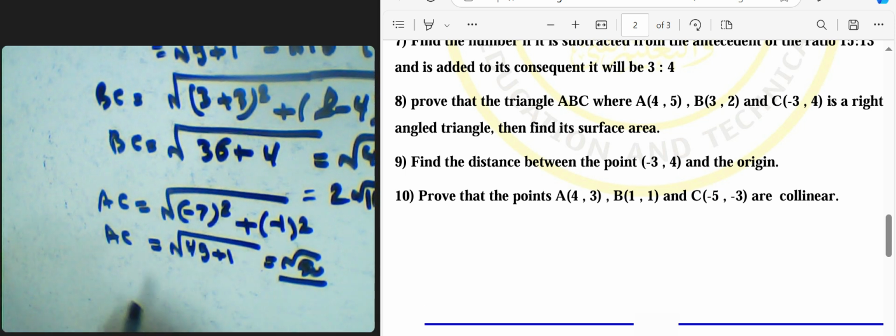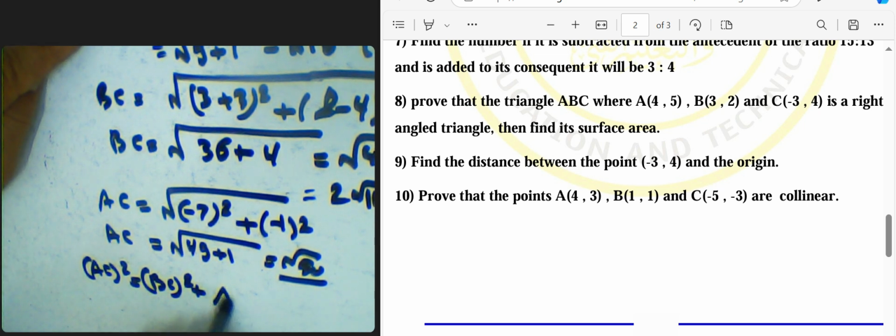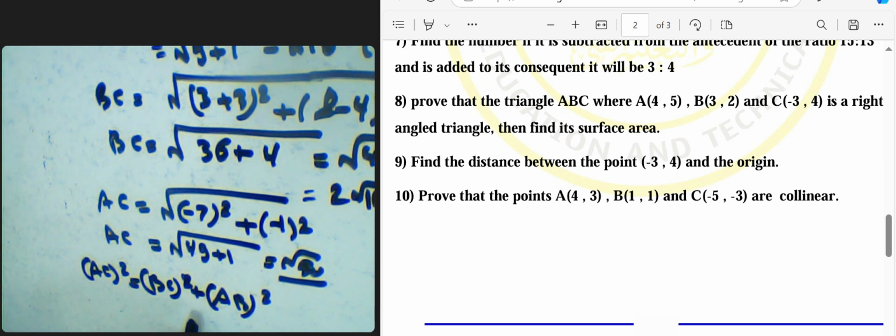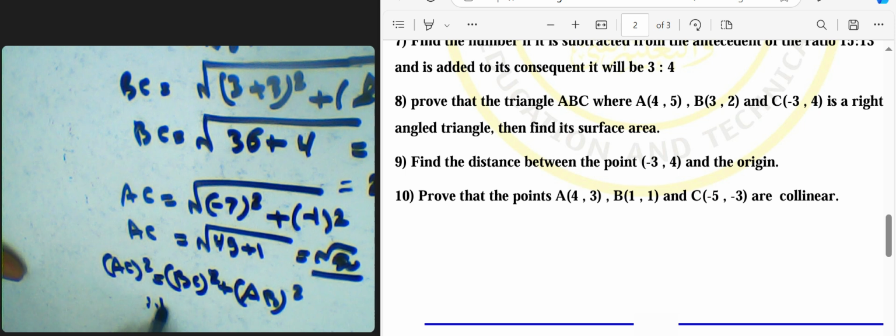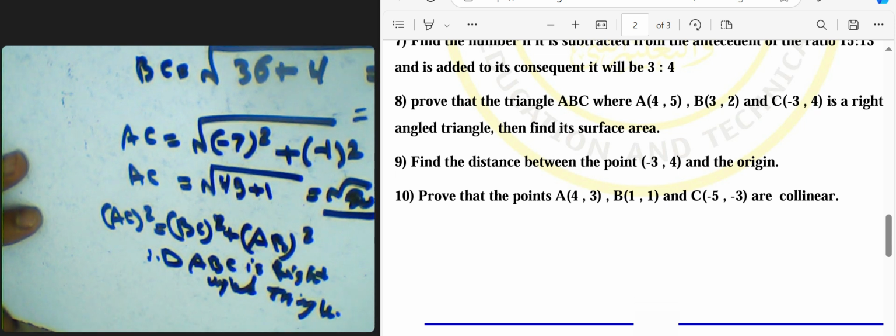And then you can prove that AC power 2 equals BC power 2 plus AB power 2. Then this is a right angle triangle by using the rule. Then triangle ABC is a right angled triangle. It's a right angle triangle, okay? Then ABC is a right angle triangle.